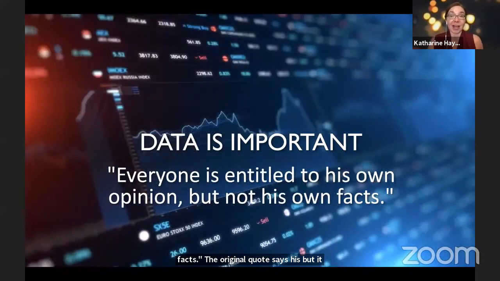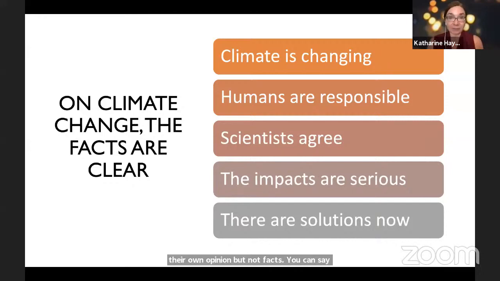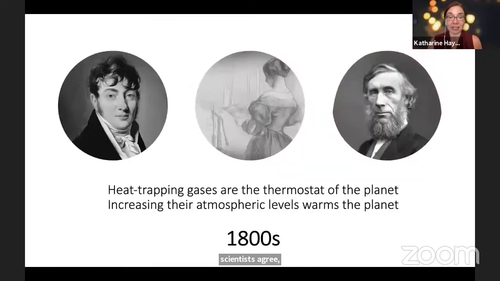On climate change, the facts are very clear. We know that climate is changing. Humans are responsible. Scientists agree. The impacts are serious, and there are solutions now. We have known the simple facts of how people are changing climate since scientists in the 1800s. Yes, the data shows that our planet has a natural blanket of heat-trapping gases that keeps us over 30 degrees Celsius warmer than we would be otherwise. But by digging up and burning coal and gas and oil, we are producing more heat-trapping gases that wrap an extra blanket around our planet that we do not need.